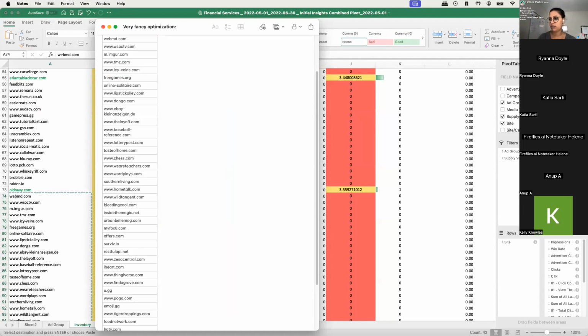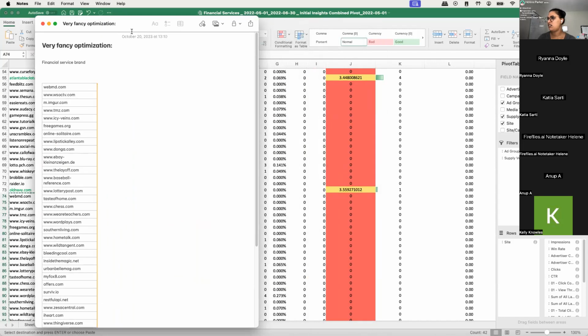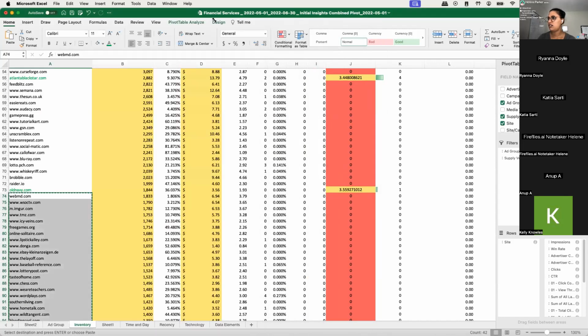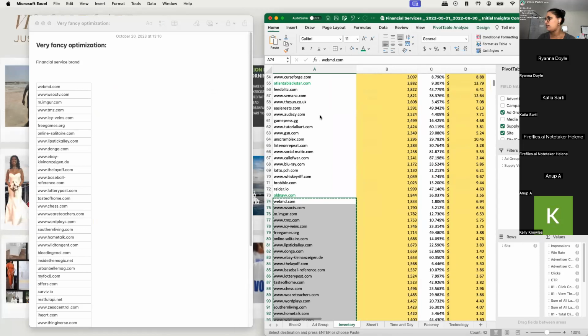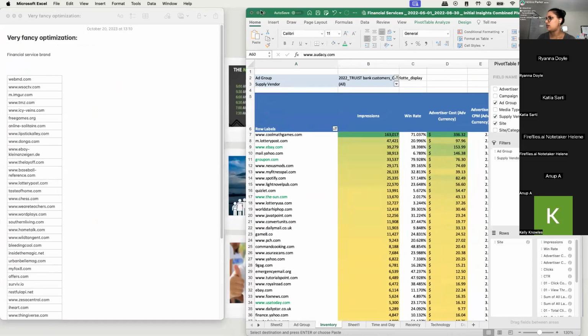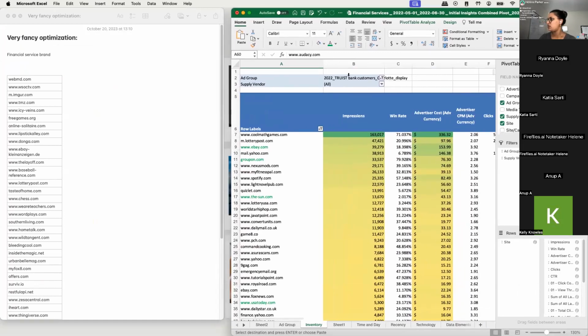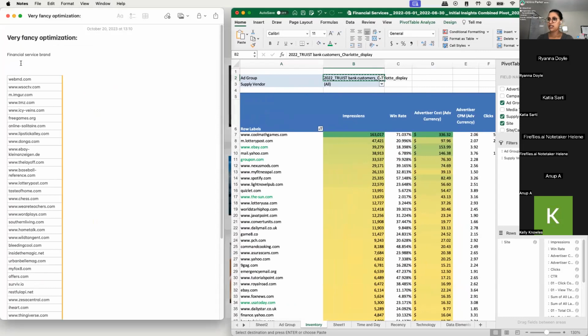I copy pasted both, okay? So what was the ad group again? You don't get distracted with my vision board in the back. Okay, there you go. So the ad group is this one.